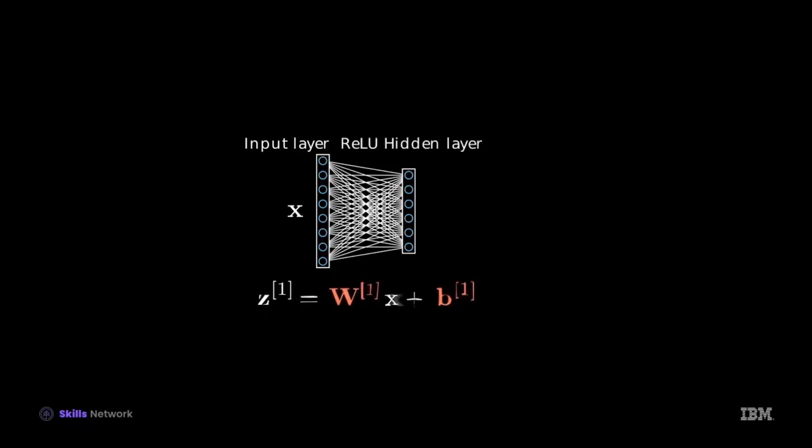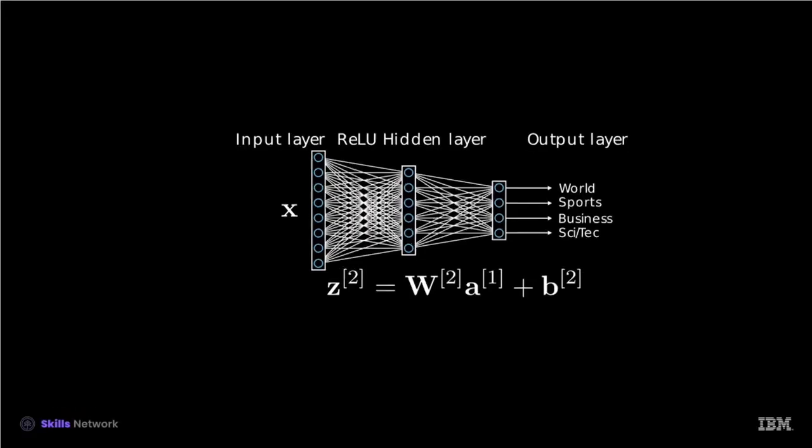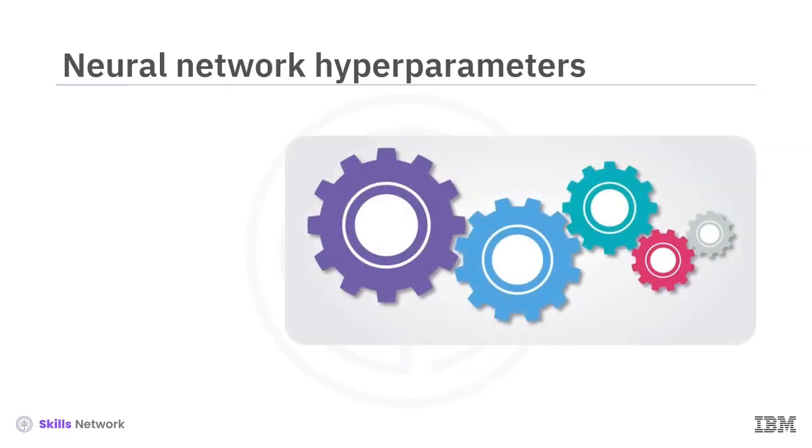After processing through an activation function, obtain the hidden layer values denoted as Z. The final layer's connections embody the weights leading to the output, with each neuron reflecting one of the 4 output classes: world, sports, business, and science and technology. After that, use argmax to find the class with the highest score. Now let's learn about the neural network hyperparameters.